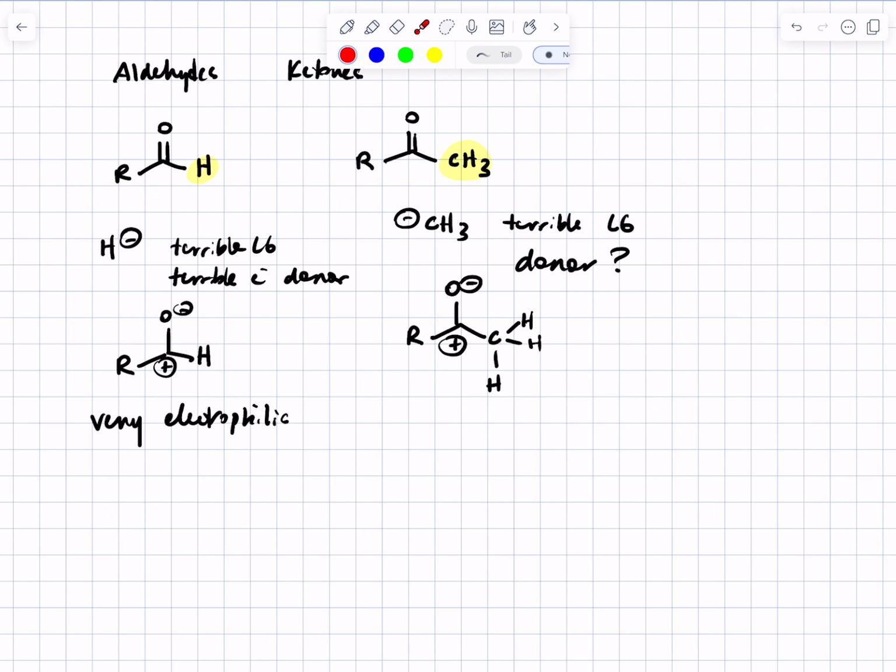There's no lone pairs on the methyl group, so we can't do what we did with the ester where we draw a little arrow and make a pi bond, right? You can't do that here. But it turns out there is an effect of having the methyl group there. There are two ways to understand this.